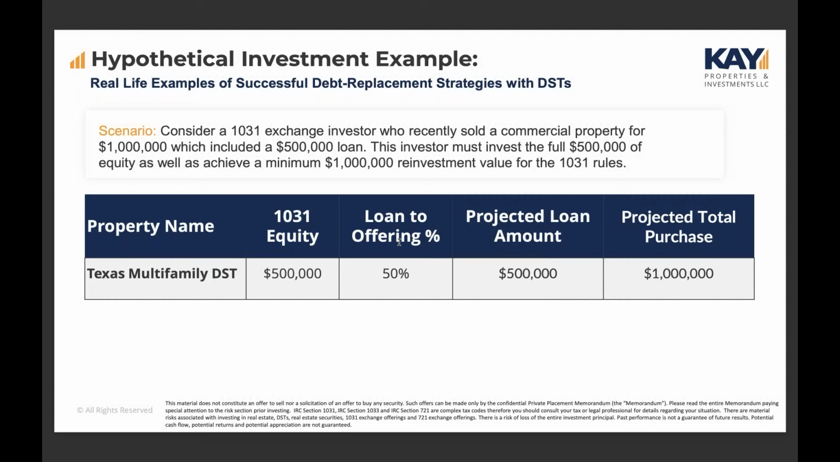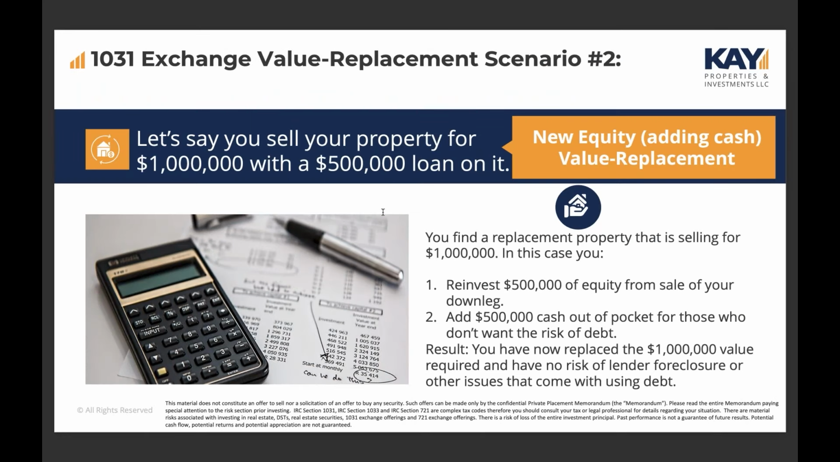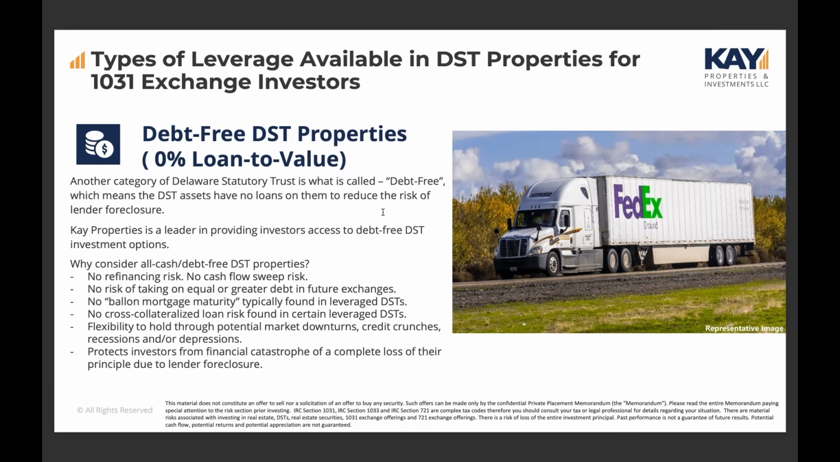So let's say you sell your property for $1 million, you still have a 500 grand loan. Remember before I said you don't have to take on debt if you don't want to. If you're liquid, you can add in a debt-free deal. You can add in cash. So if you have 500 grand, but you need to replace $1 million, you could add in 500 grand to the exchange and be 100% equity now going forward.